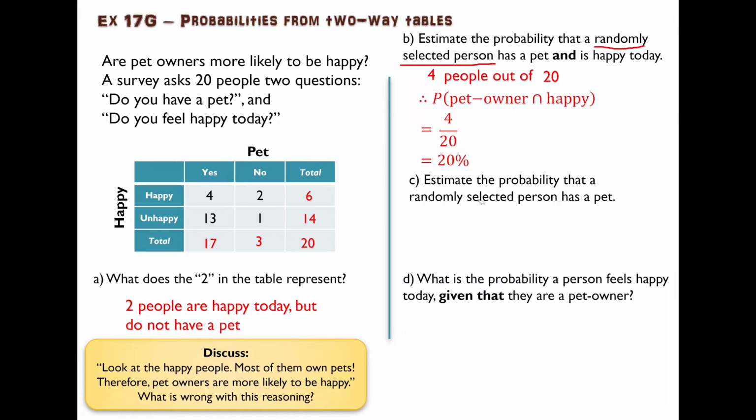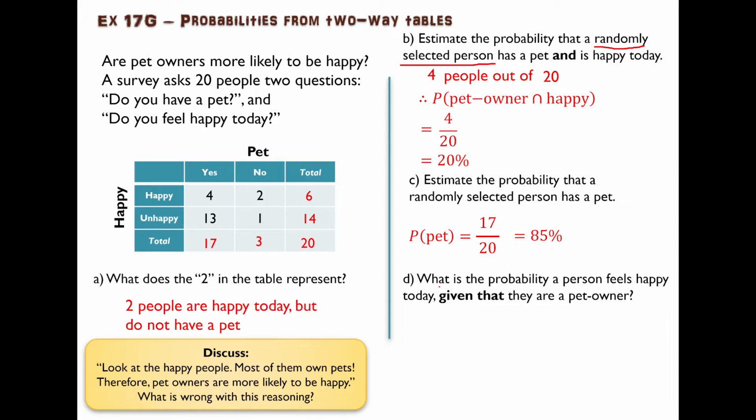All right, let's estimate the probability that a randomly selected person from the whole group has a pet. Looking at this data, how many people have a pet? I don't care if they're happy or unhappy. How many people have a pet? There are 17 people who have a pet out of 20 in total. 4 of those 17 have a pet and are happy, 13 have a pet and are unhappy, but there are 17 people who have a pet. So that's 85% of people have a pet. Again, this data is not real. I made it up.